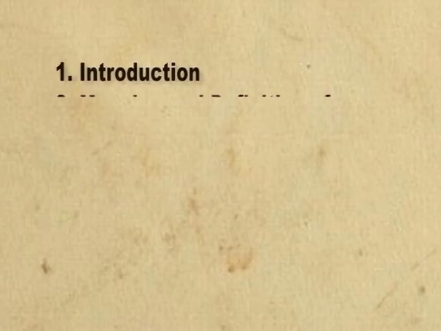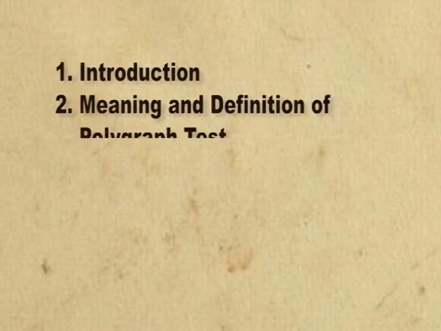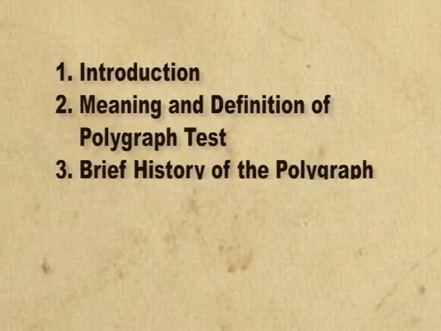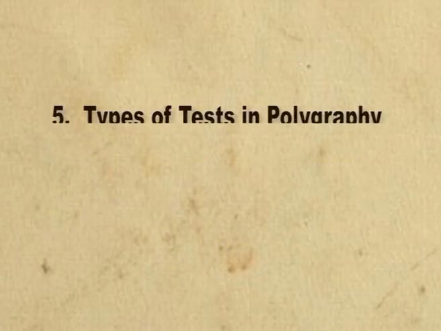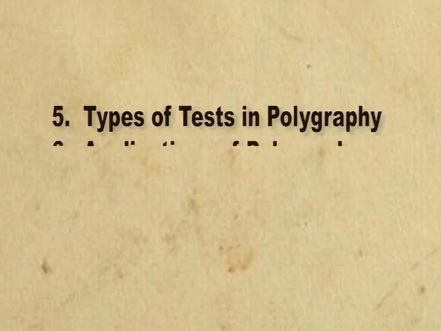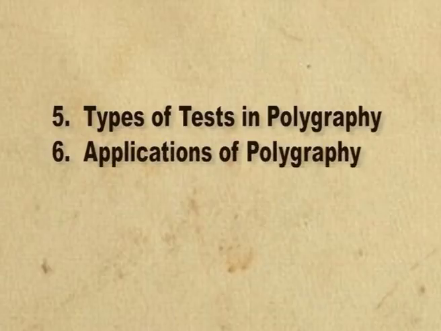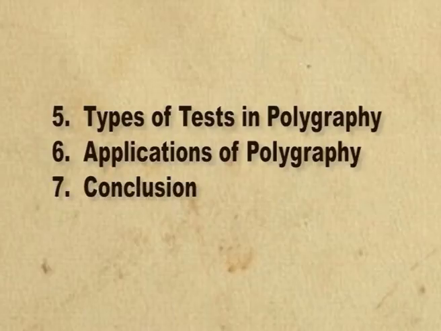Before we start our chapter with the introduction, let's look at the other modules we will study in this chapter. Module 1 Introduction, Module 2 Meaning and Definition of Polygraphy Test, Module 3 is regarding brief history of the polygraphy test, Module 4 is regarding procedure for conducting polygraph test, Module 5 is regarding types of test in polygraphy, Module 6 is regarding applications of polygraphy, and the last module, which is Module 7, is about the conclusion.